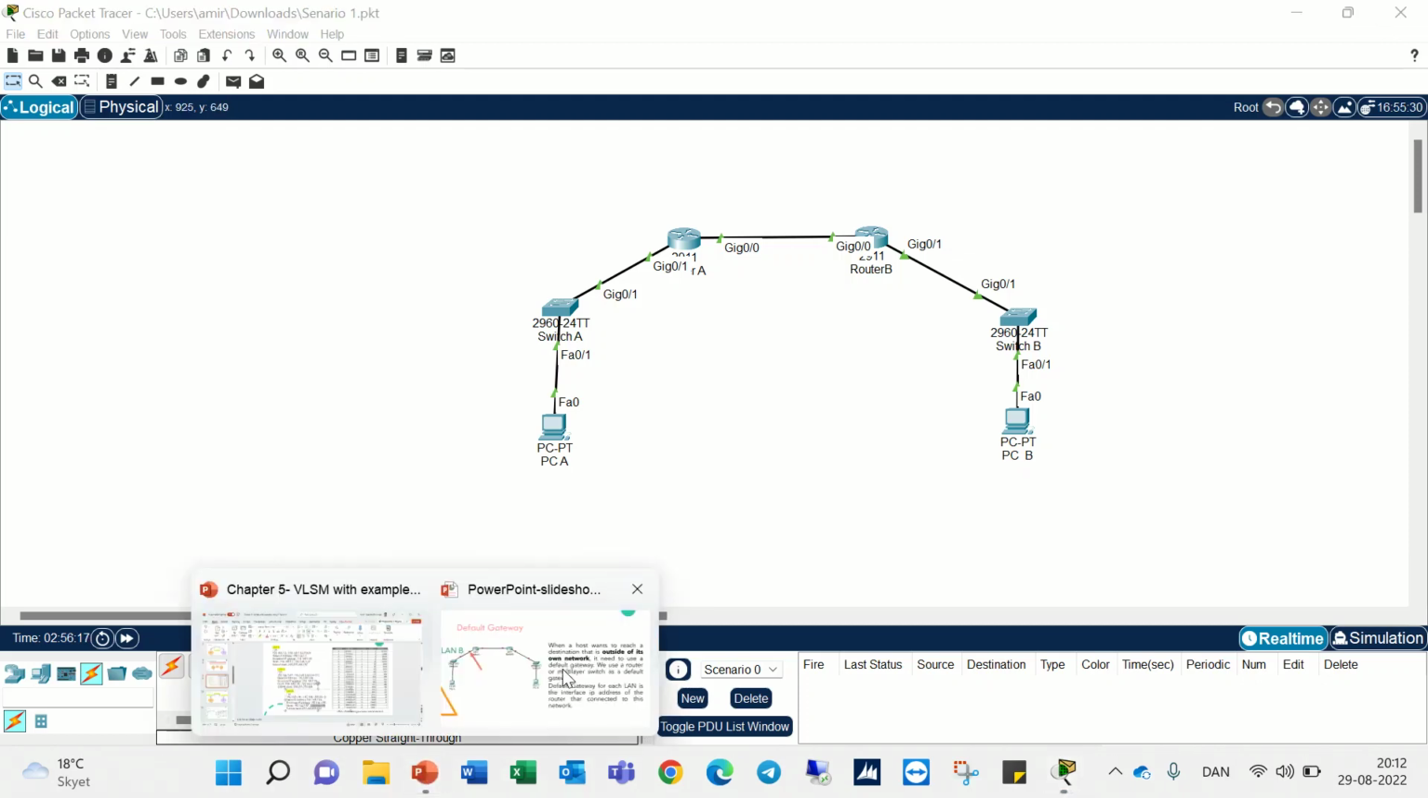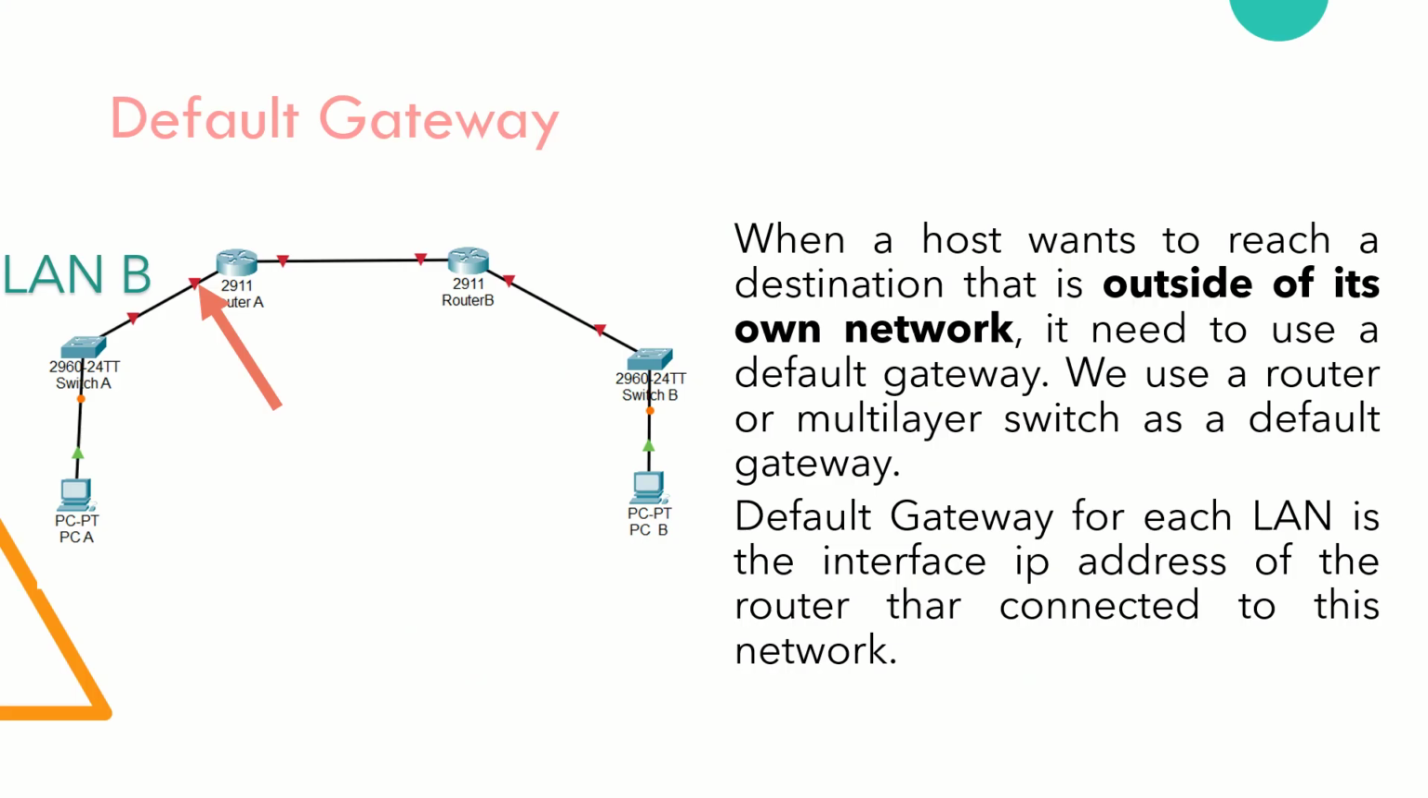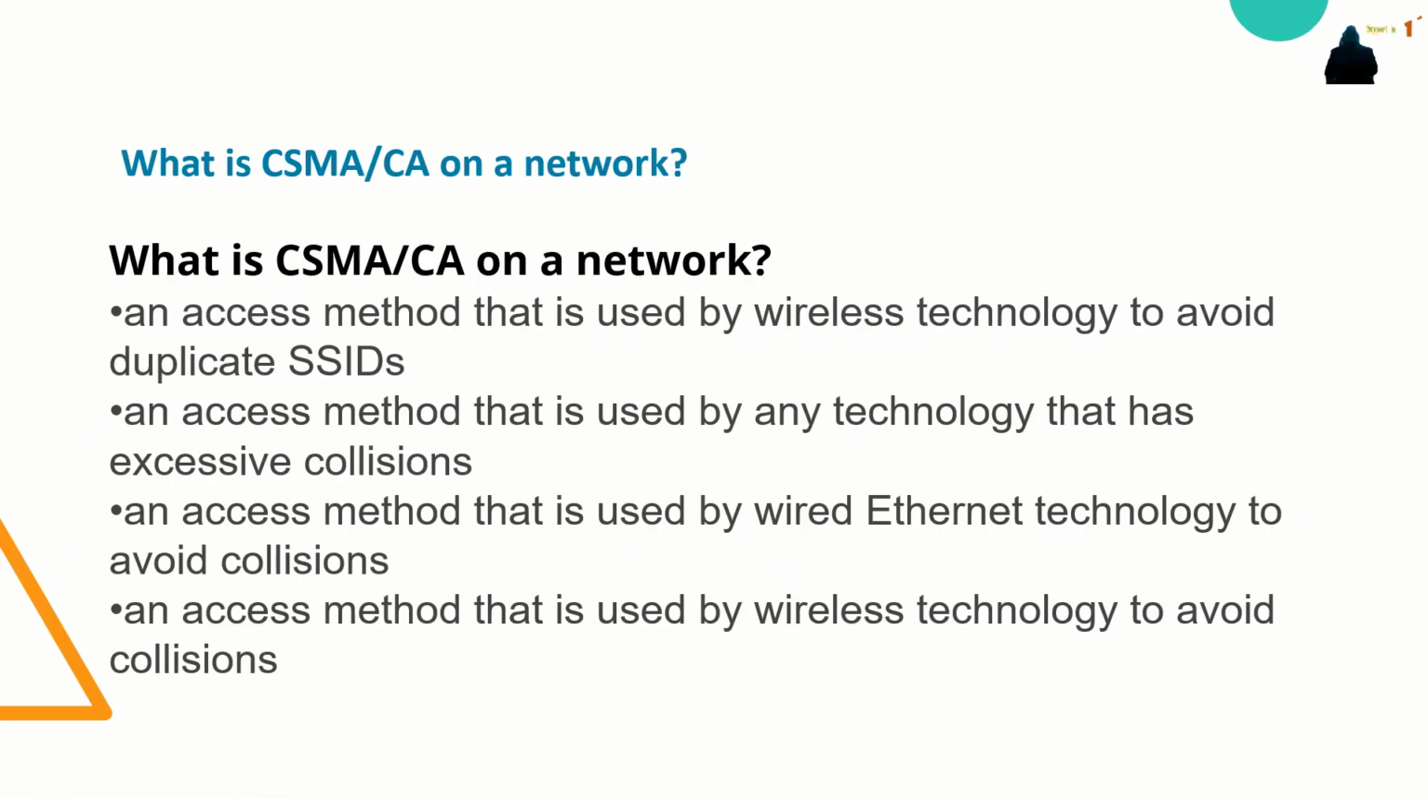We should come back to our PowerPoint here. After we have configured IP addresses for all of the interfaces of router A and router B, also the default gateway for switch A and switch B, and also IP addresses for PCA and PCB and default gateways, now we should go to quiz time.